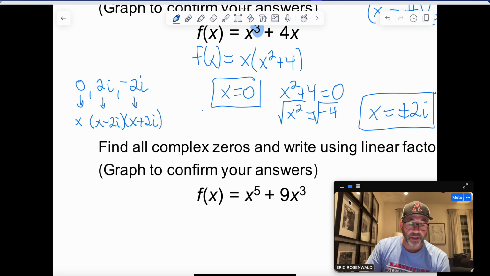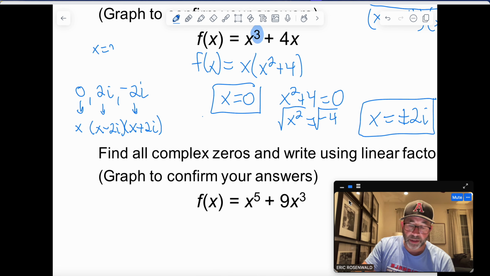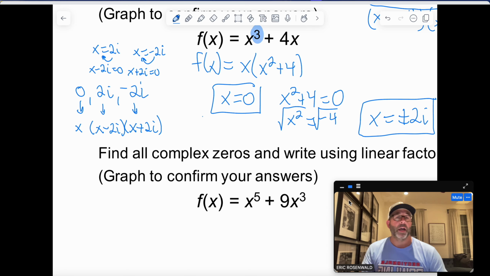We use the opposite because remember, when we're doing the factored form, if I say that x is equal to 2i, that's one of my answers, and I move this over, it's going to become x minus 2i. Just like if I said that x was equal to negative 2i, and I moved it over, it would say x plus 2i, and that's going to equal 0. Okay? All right, let's continue on here.